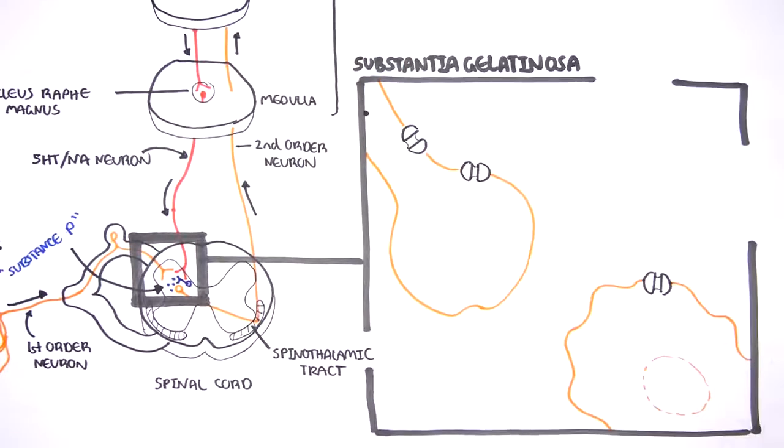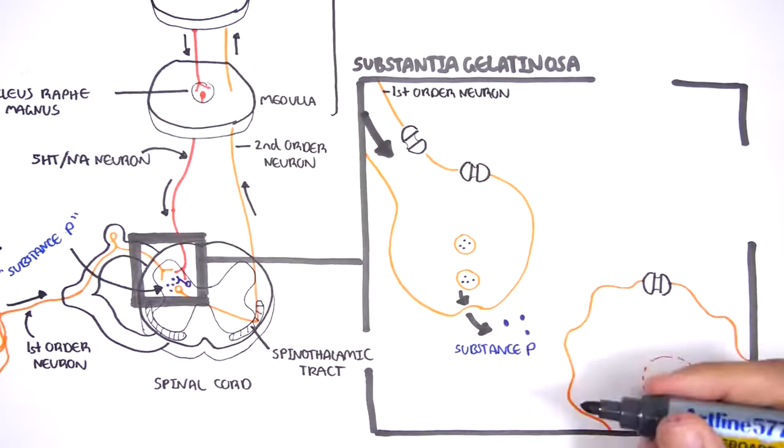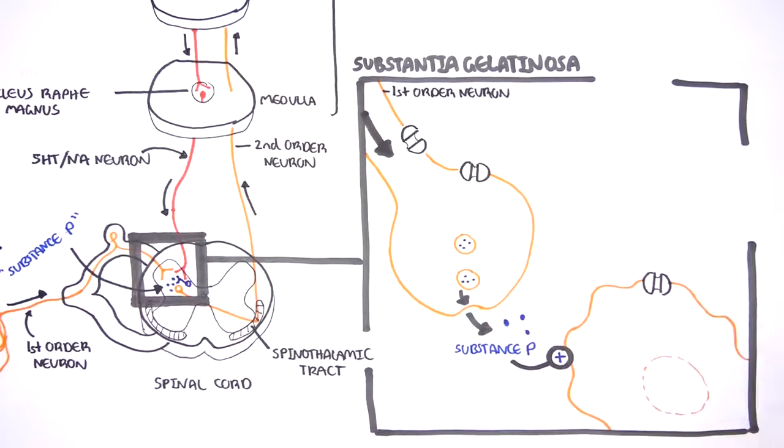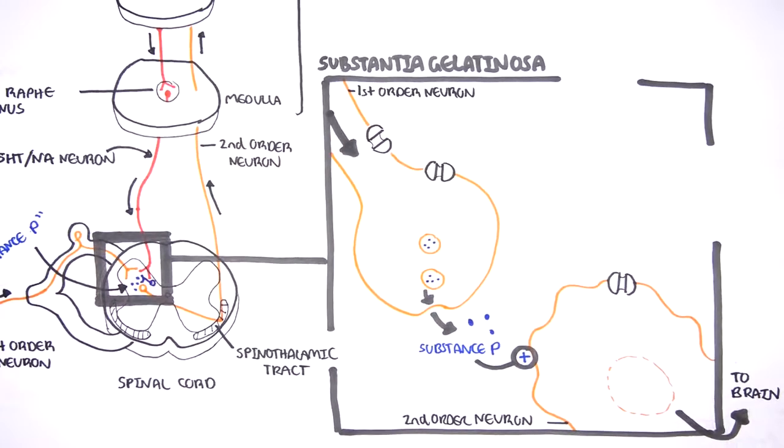The first order neuron will bring in an action potential, which will eventually stimulate vesicles to release its content into the synaptic cleft. The content here in this case is substance P. Substance P will stimulate the second order neuron. The second order neuron is stimulated and will propagate an impulse up to the thalamus via the spinothalamic tract.